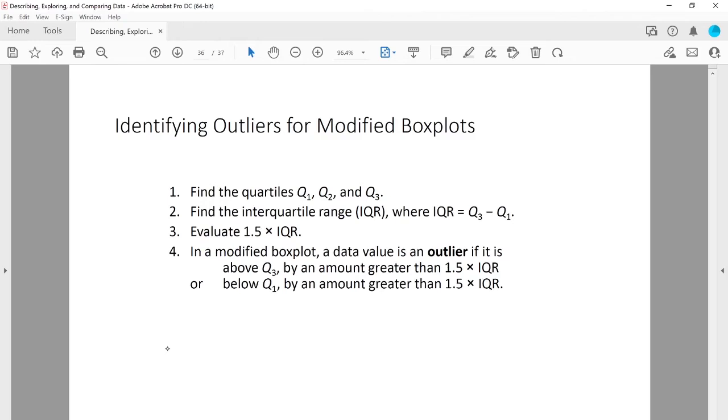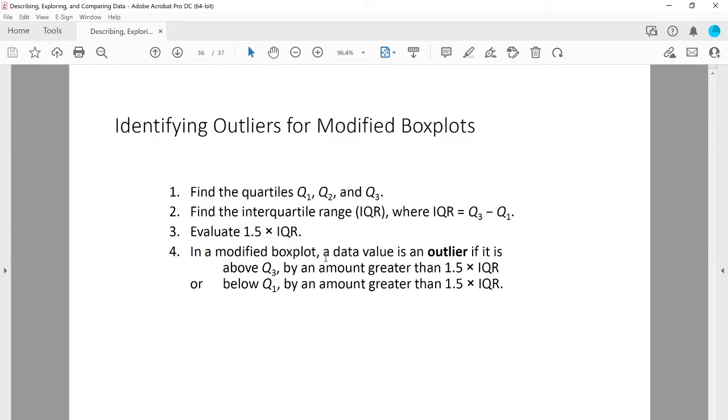So, identify outliers for modified box plots. Sometimes we can identify outliers for the modified box plot. First of all, to do that, you need to find out Q1, Q2, Q3. You need to find out the IQR, which is the interquartile range, the difference between Q3 and Q1. And you need to multiply this value by 1.5.